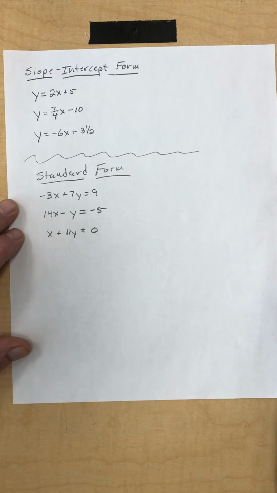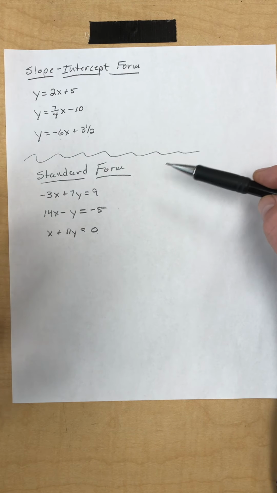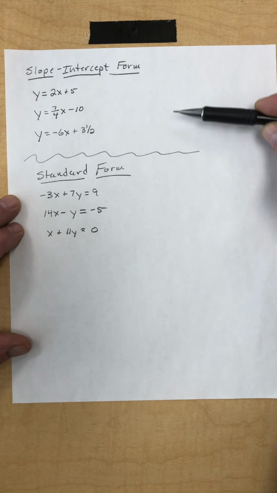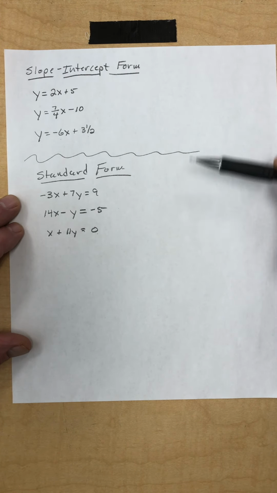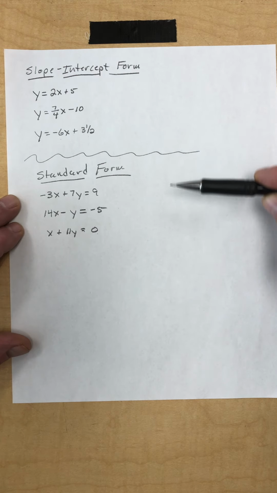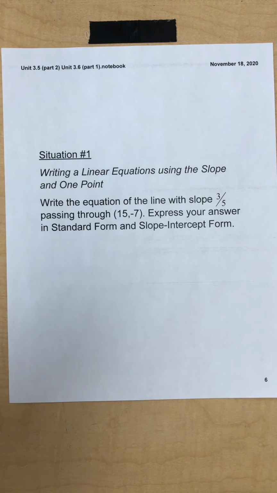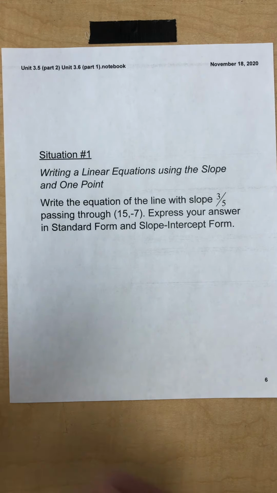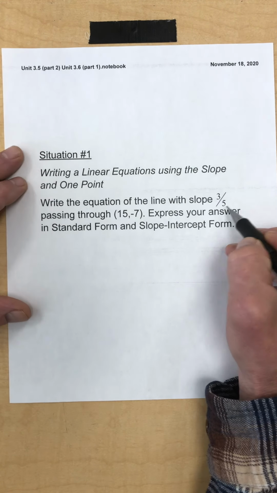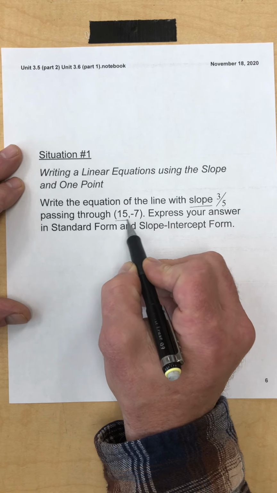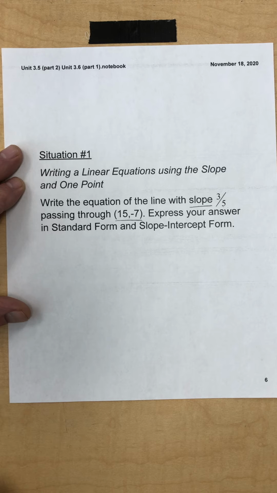So what we do in these problems is write a linear equation and give it in both forms. Our final answer will be in both forms: one equation in slope-intercept form and one equation in standard form. Let's take a look at some of these. The first type of situation we could be in is where they give us the slope. Here it is: slope is 3/5, and they give us a point on the line, right there.